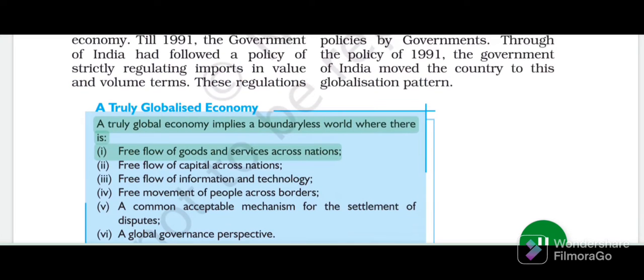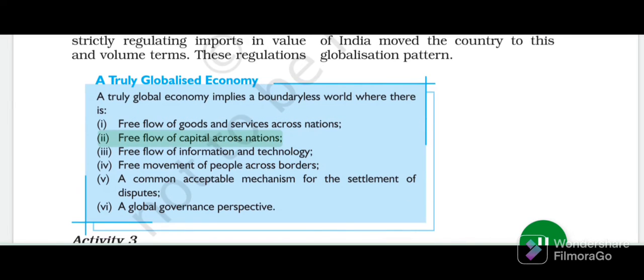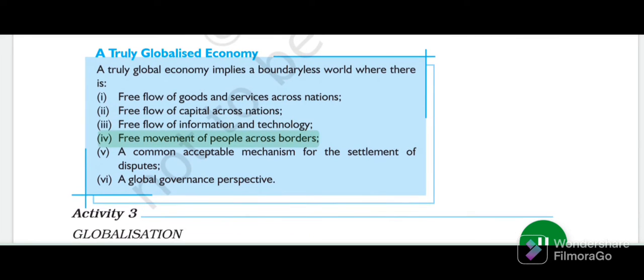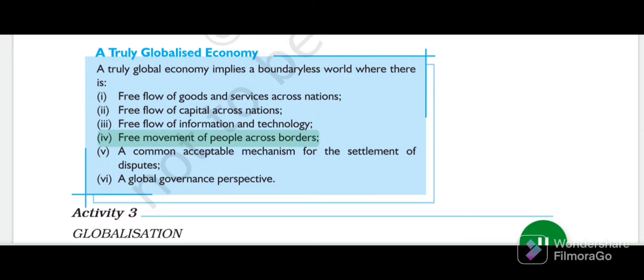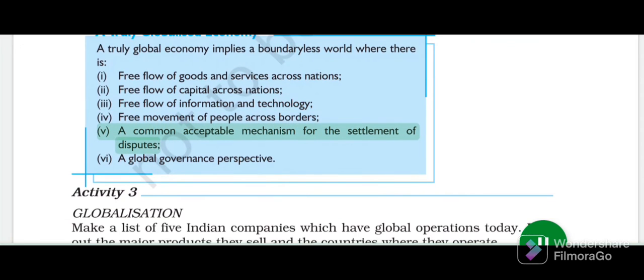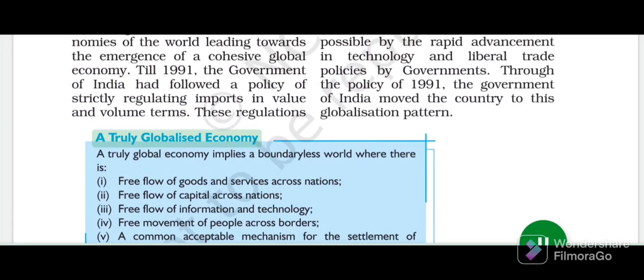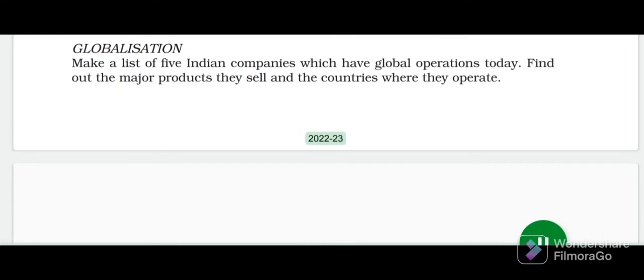A truly global economy implies a boundaryless world where there is free flow of goods and services across nations. Free flow of capital across nations. Free flow of information and technology. Free movement of people across borders. A common acceptable mechanism for the settlement of disputes. A global governance perspective. A truly globalized economy.